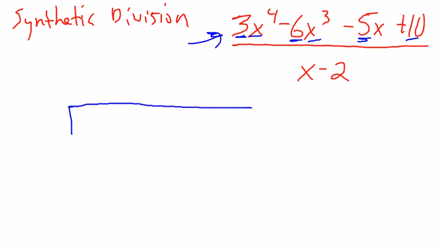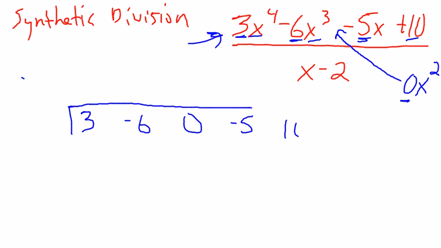The one thing you want to notice here is that there is no x squared term, so I'm going to have a 0x squared. So this 0 is also going to show up in what I'm going to draw down here. So I start with the x to the 4th, which is 3. Then I write the negative 6, then 0, then negative 5, then 10.